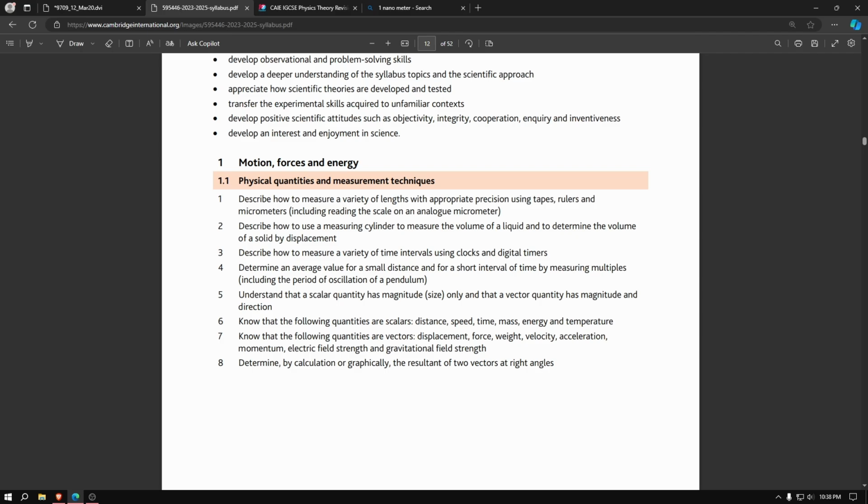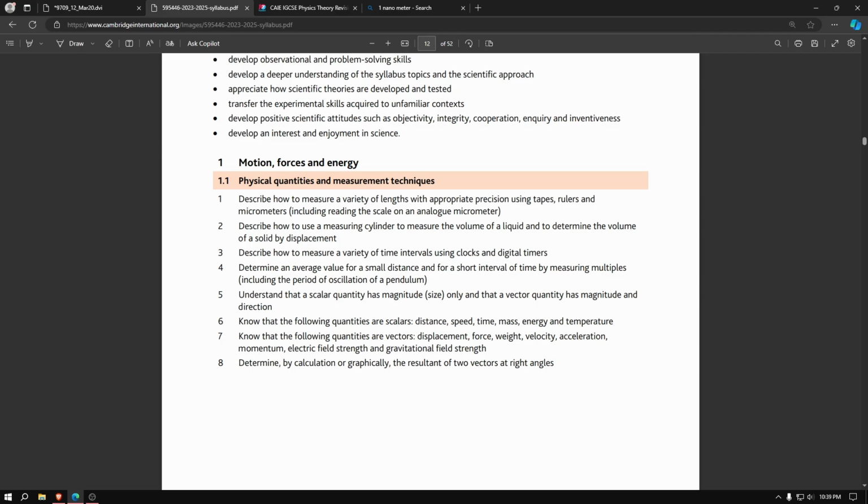Now, point two. And also, if you want to write it down, where a tape measure should be used, where a ruler should be used, you can write it down, obviously, but it's common sense. So no need to write it down if you don't want to. Describe how to use a measuring cylinder to measure the volume of a liquid and determine the volume of a solid by displacement.